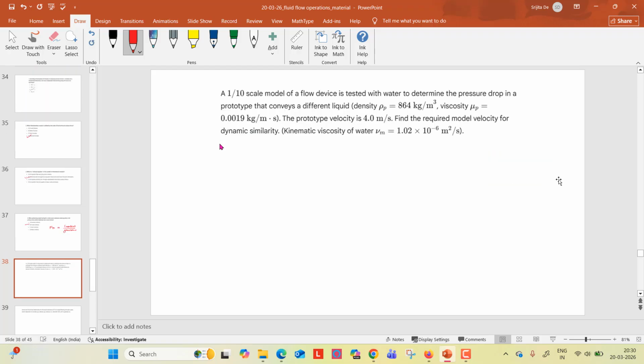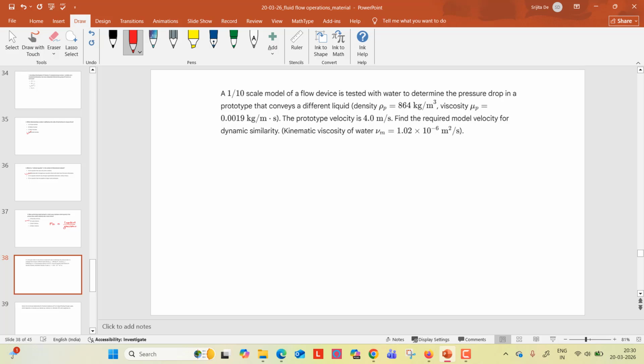Next, we come to the similitude problem. What is it? It is said that a 1 by 10 scale model of a flow device is tested with water to determine the pressure drop in a prototype that conveys a different liquid density. Okay, this is the prototype, different liquid. The prototype velocity is this. Find the required model velocity for dynamic similarity.